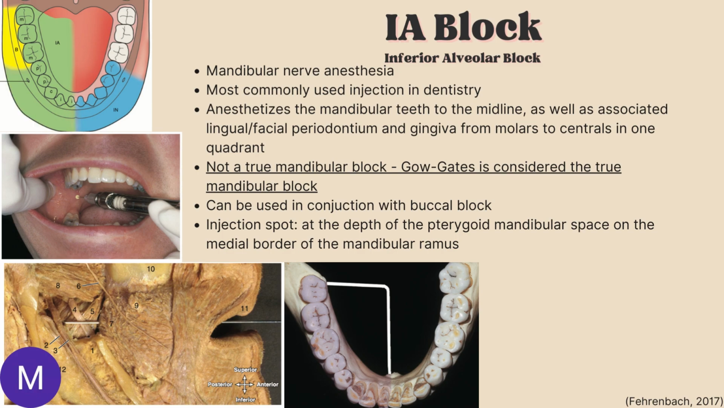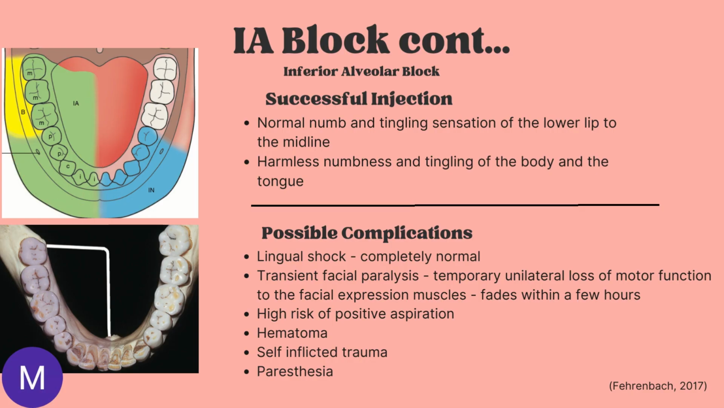mandibular quadrant. This can be used in conjunction with a buccal block, and the injection spot is at the depth of the pterygoid mandibular space on the medial border of the mandibular ramus. The IA block had to have a separate slide for the indications of successful or unsuccessful injections or possible complications.